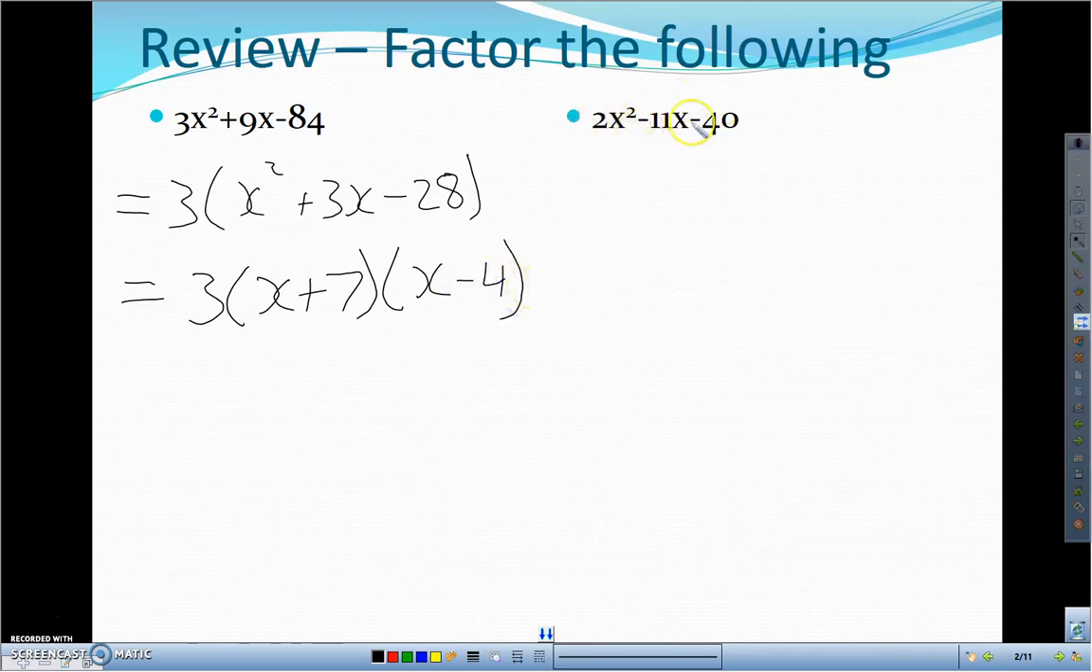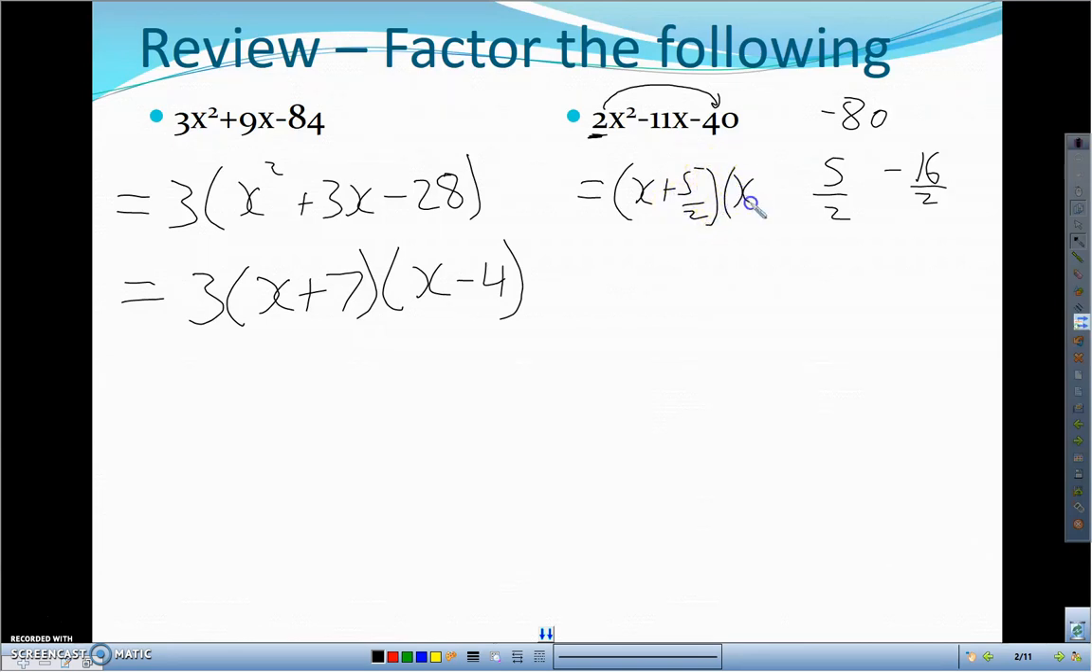We're going to factor this expression here. There are no common factors, so we take the a value times the c value. That means it's going to be minus 80. Two numbers which multiply to give us minus 80 and add to give us minus 11, I believe, are 5 and minus 16. We take both of these numbers, divide by 2. That 2 is coming from here. So this will be equal to bracket x plus 5 over 2 bracket x minus 16 divided by 2 is 8.